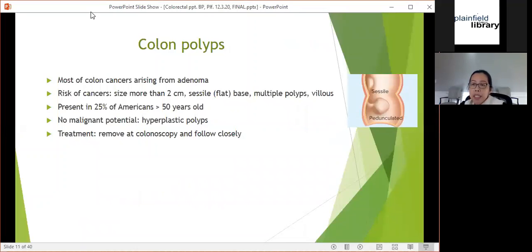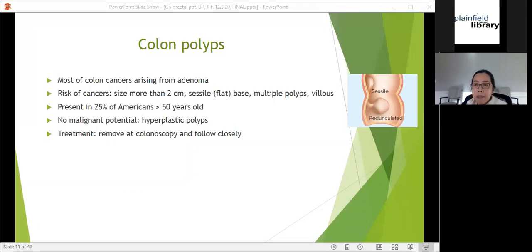We all know screening colonoscopy. Why do we need a screening colonoscopy? Because we are able to detect colon polyps. Most colon cancers arise from adenomas. When the colon polyp size is more than 2 centimeters, or it is a stem cell-based polyp, or the patient has multiple polyps, or the pathology report shows villous polyps, the risk of developing colorectal cancer is significantly increased.